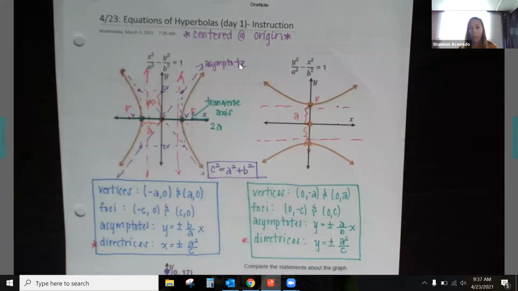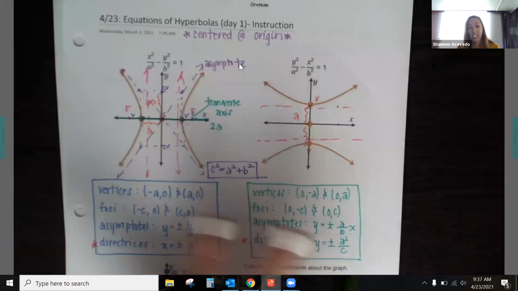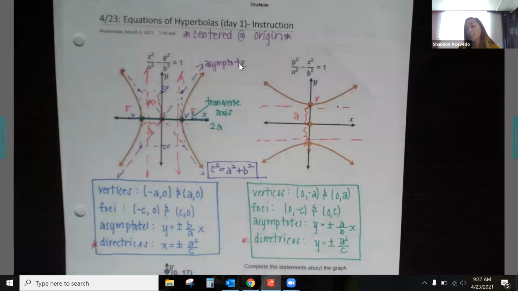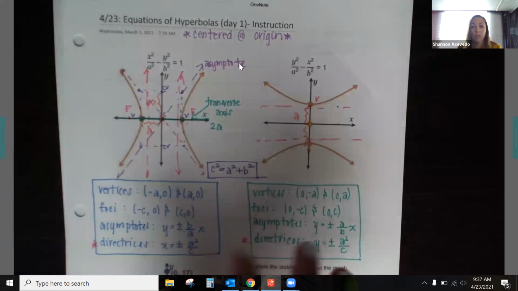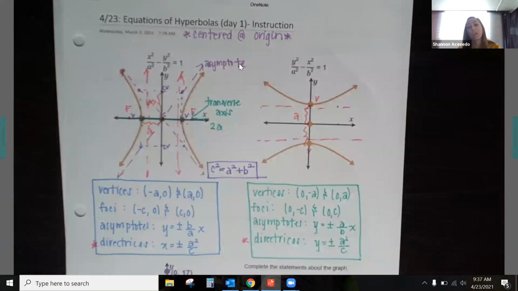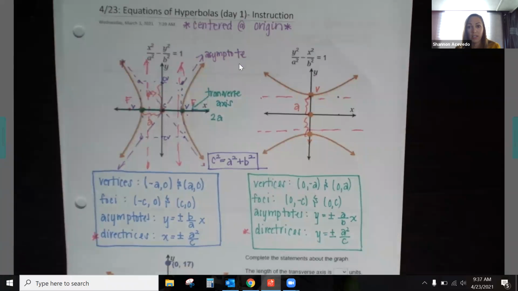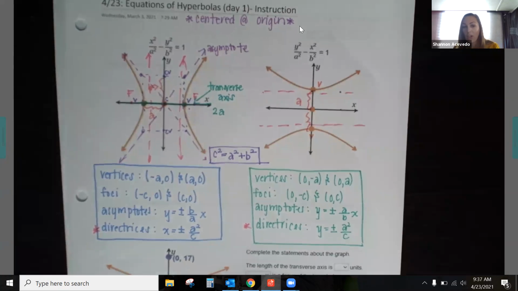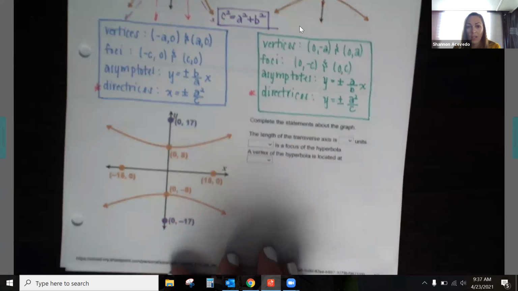Questions before I move on, because there's a lot of stuff here, but I'll get into some of the problems. So when I reference things, it's all going to come back to this information right here. This is everything you need to know for this section. Okay, so I'm going to go on to our first example.